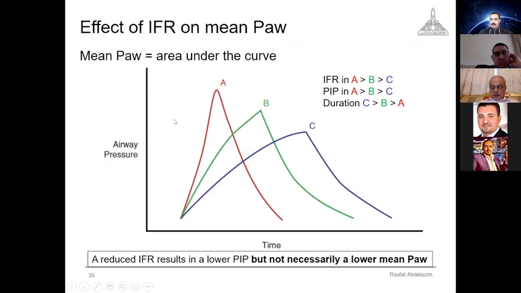I will explain what is meant by the pressure changes, but this curve shows the effect of changing the inspiratory flow rate on the mean airway pressure. The red one is the highest flow rate, the green one is the middle value of inspiratory flow rate, and the blue one is the lowest inspiratory flow rate. I said decreasing the flow rate will decrease the airway pressure, but to understand its effect on mean pressure, we need to understand what is called mean airway pressure.